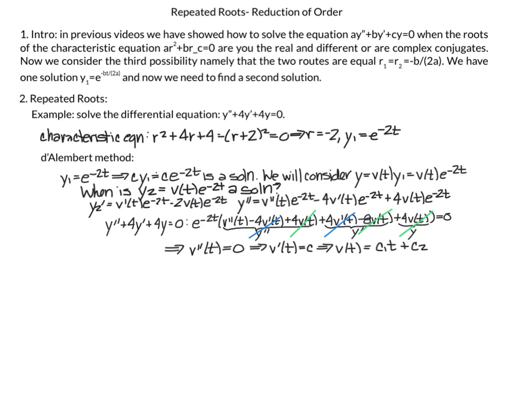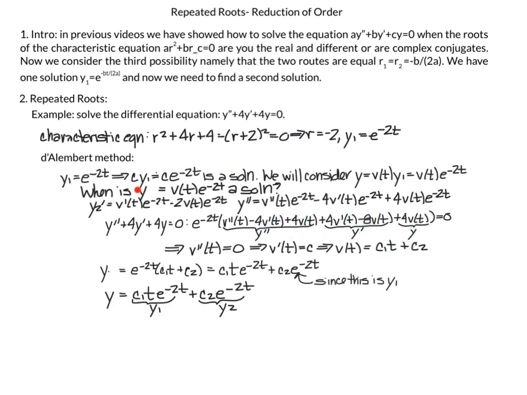So when you have two things multiplied together equal to 0, one of the factors has to equal 0. So v double prime must equal 0, which means v prime of t must equal some constant, which means v of t must equal some constant times t plus another constant, right? Just integrating here, I get a constant. Integrating here, I get c1 t plus another constant.